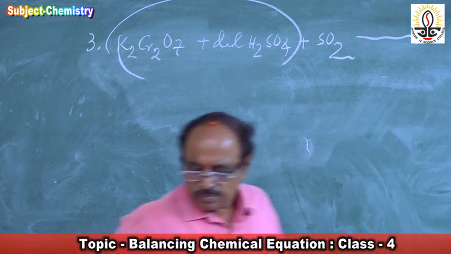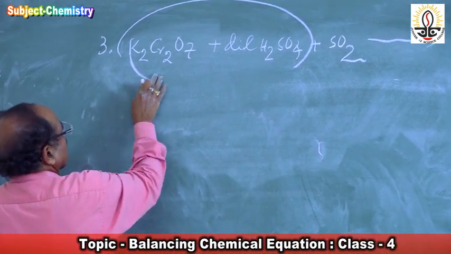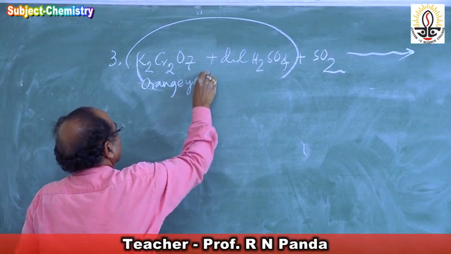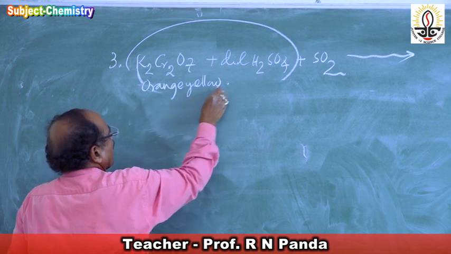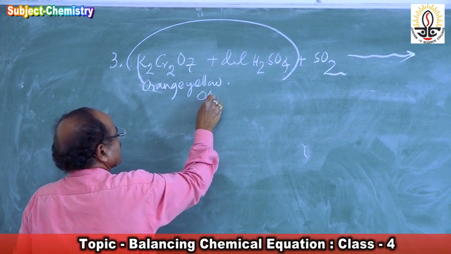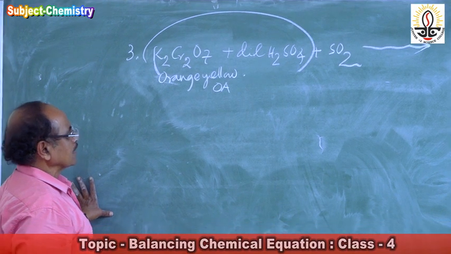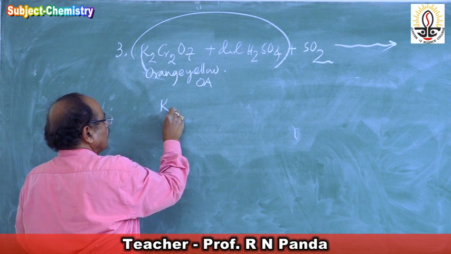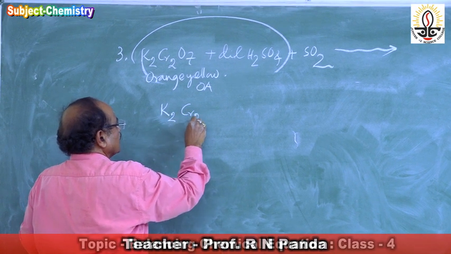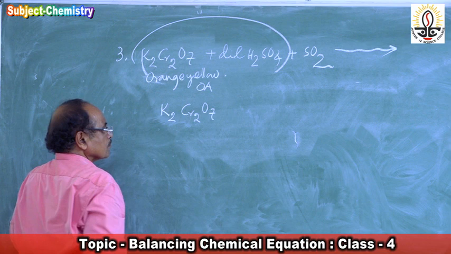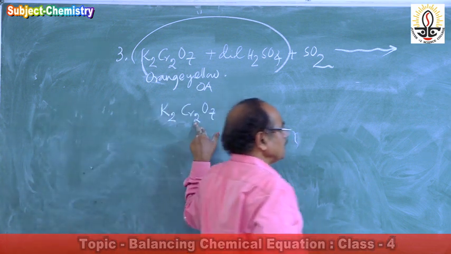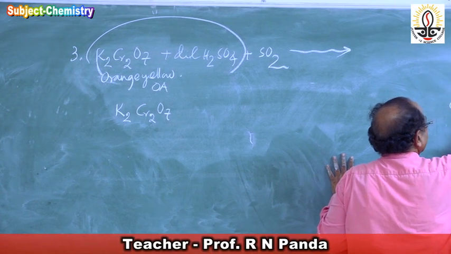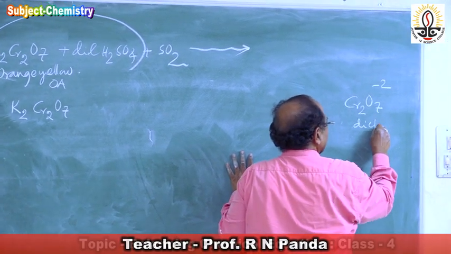In the same way as before, this potassium dichromate, orange yellow color, is an OA. I am writing OA, which stands for oxidizing agent. Now we will balance the reaction and write the products. Potassium dichromate is K2Cr2O7. How did I get this formula? Dichromate is Cr2O7 2-. This dichromate.